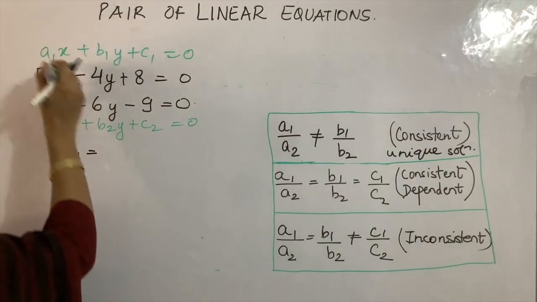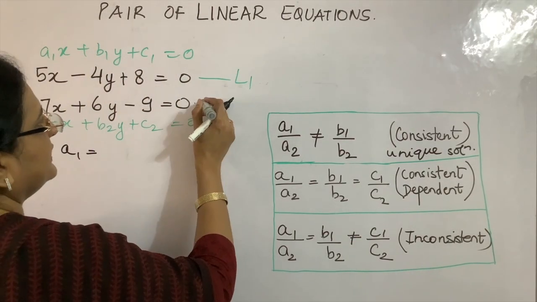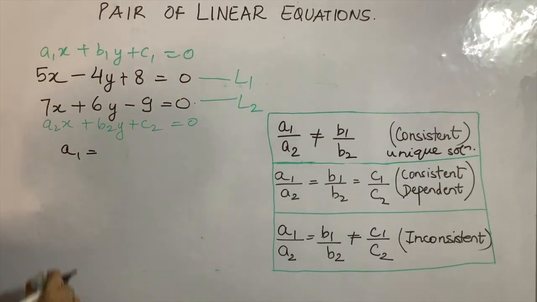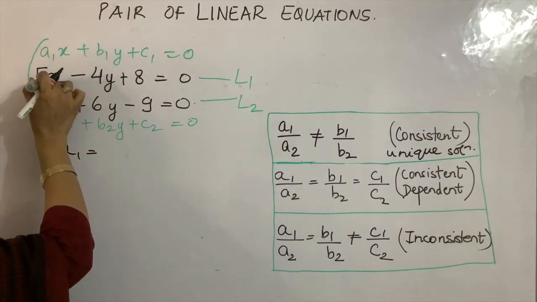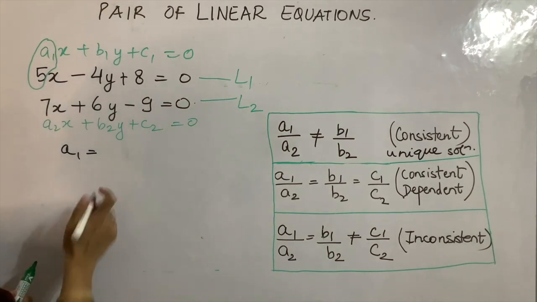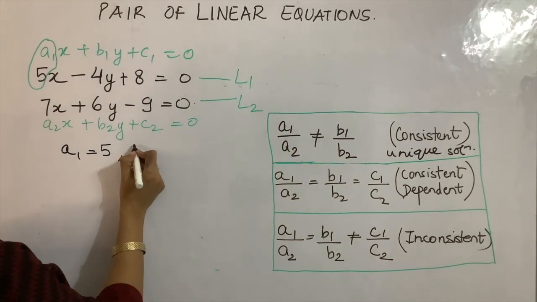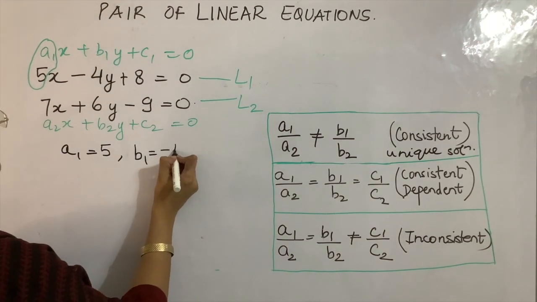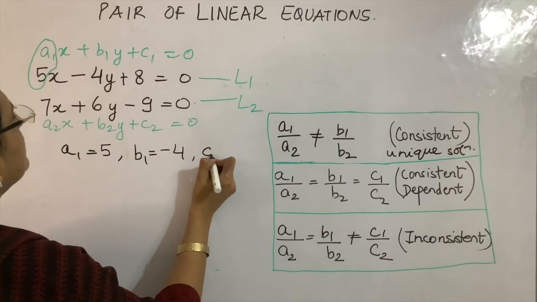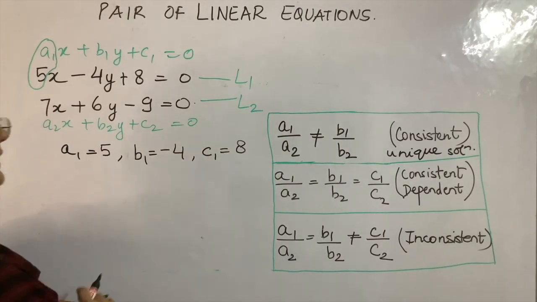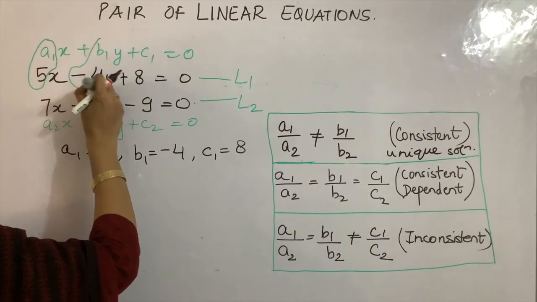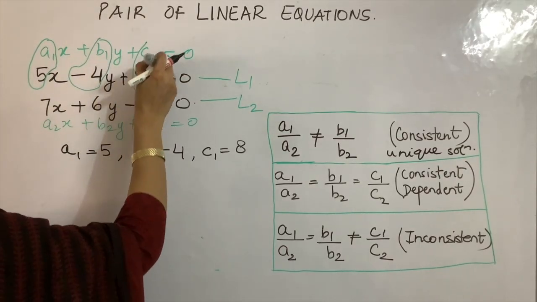Looking at this equation, let me say this is the first line and this is the second line. So over here, what is the value of a1? 5. What is the value of b1? Minus 4. And what is the value of c1? 8. This is very simple to understand. Similarly, we find b2 and c2 from here.